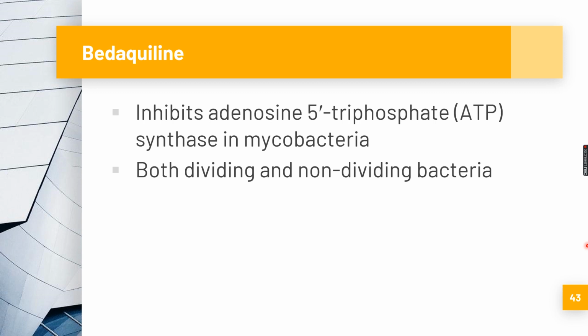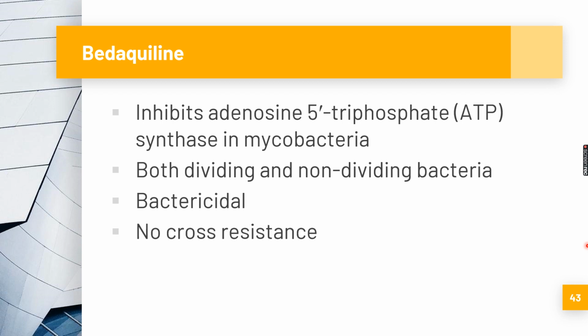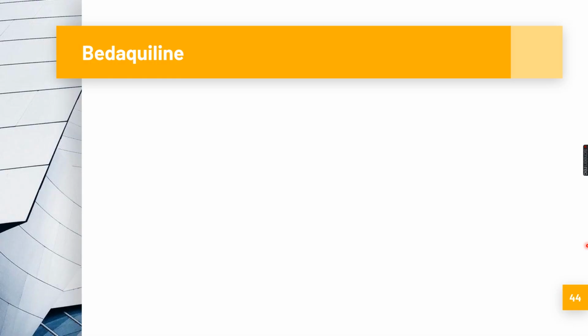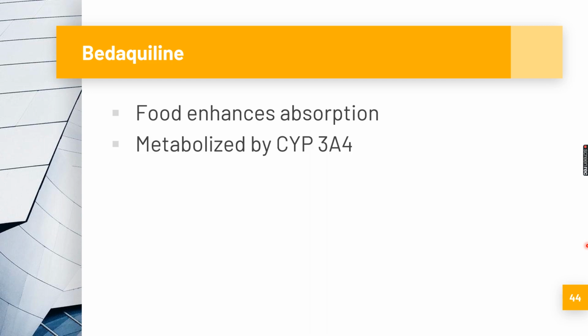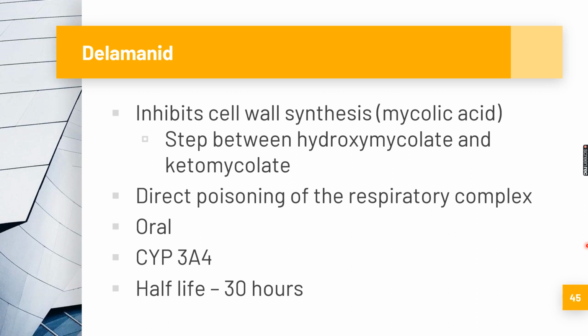Because it acts on ATP, it can act on both dividing and non-dividing bacteria, and it is highly bactericidal. There is no cross resistance with other classes of drugs used in the management of tuberculosis. We'll talk about the characteristics of the drug. Food actually enhances the absorption, it is metabolized by CYP3A4, so it is prone to drug interactions, and the half-life is in months. The next drug is delamanid.